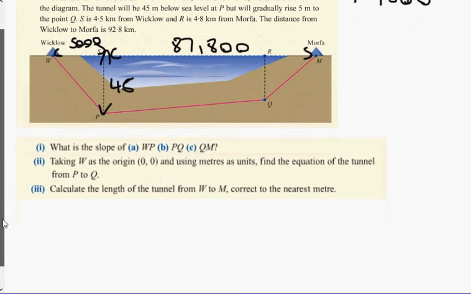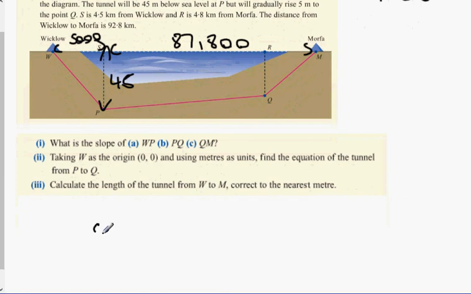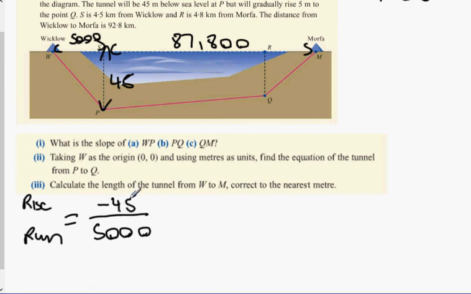What is the slope W to P? Well, the slope W to P is rise over run. Your run is 5,000 to the right. Your rise is negative. It's minus 45. So the slope is minus 45 over 5,000. What's that in the calculator? Quickly, lads. Minus 9 over 1,000. Thank you.